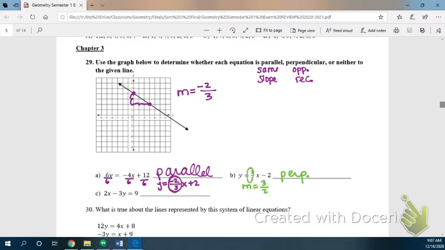The last one, I'm going to get my y all by itself. So I'm going to subtract 2x. That leaves me with negative 3y equals negative 2x plus 9. When I divide by negative 3, I have y equals positive 2/3 x, because the negatives cancel, minus 3. I have a slope of 2/3. Now the slope that they had before was negative 2/3. So they're opposites, but they are not reciprocals. So C would be neither.